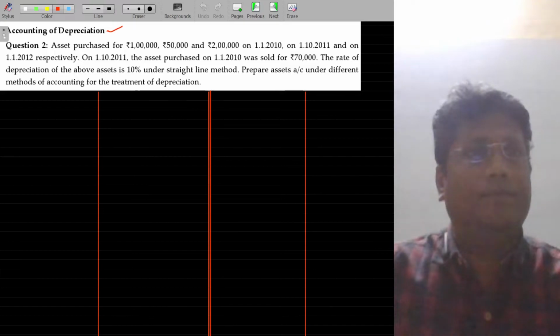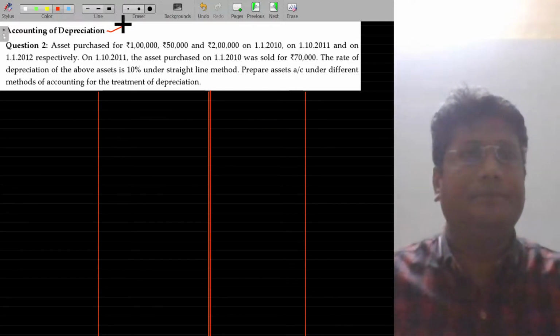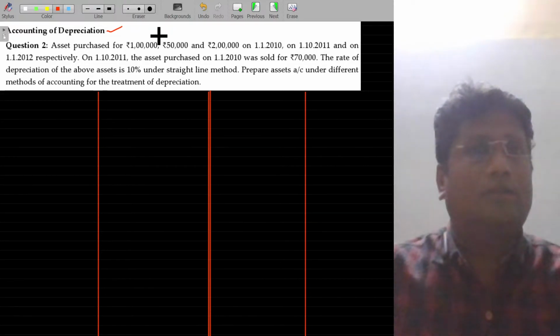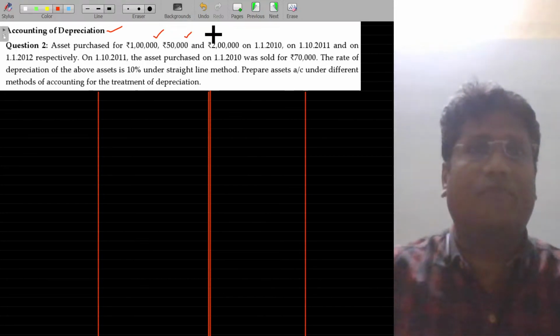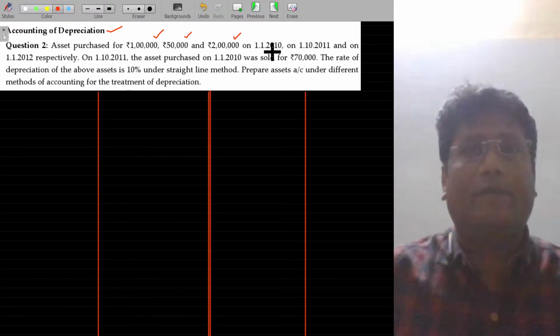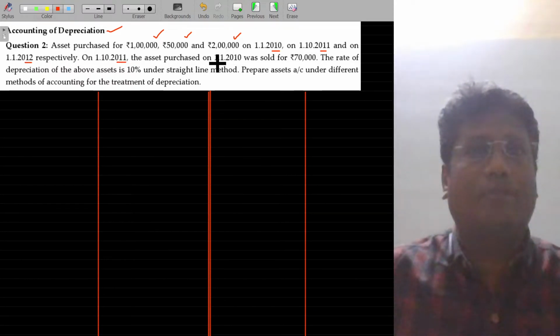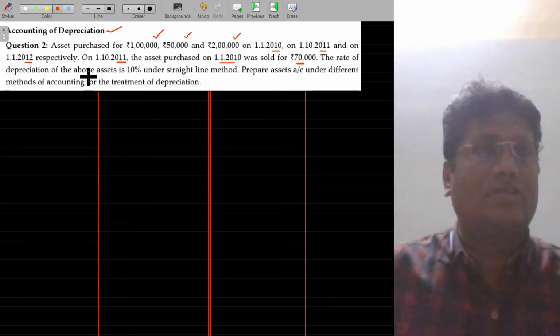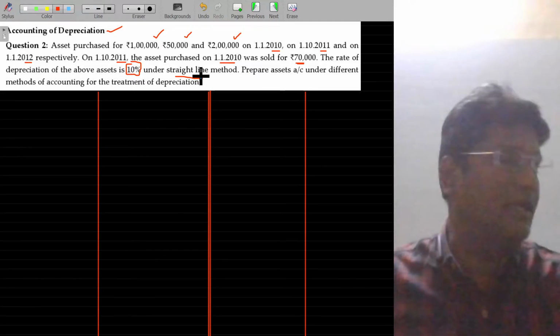Accounting for depreciation, question number 2 from Singar Academy material. Three assets were purchased here. One is for 1 lakh, another one is for 50,000, another one is for 2 lakhs. The date of purchase is also given here. On 1/10/2011, the asset purchased on 1/1/2010 was sold for rupees 70,000. The rate of depreciation of the above asset being 10%, and you have to follow the straight line method in this illustration.